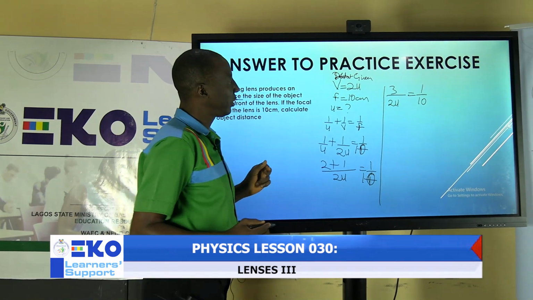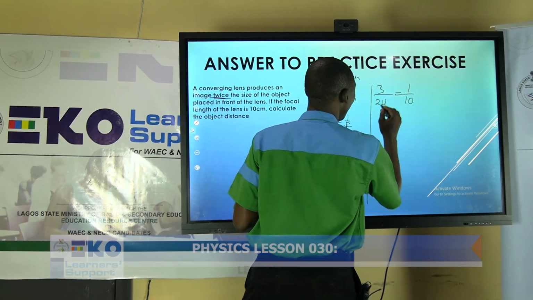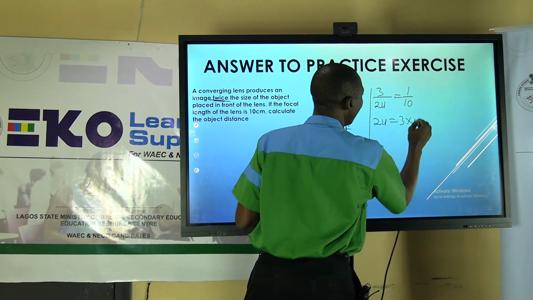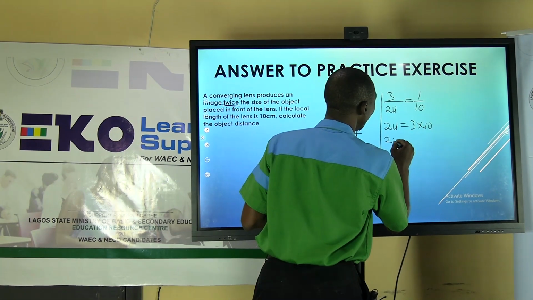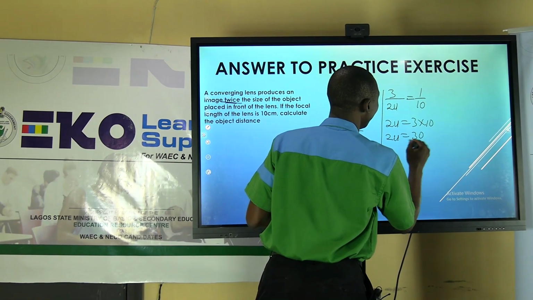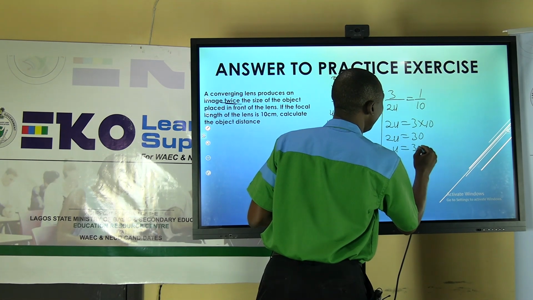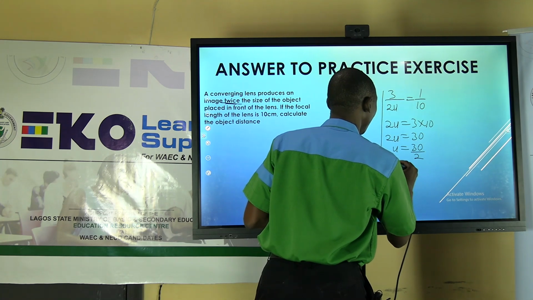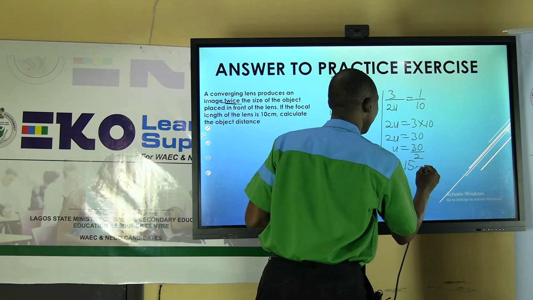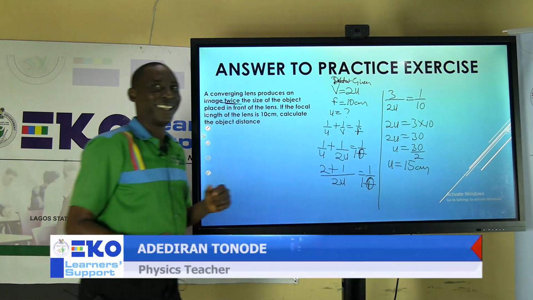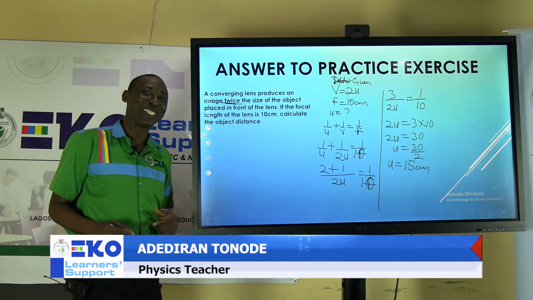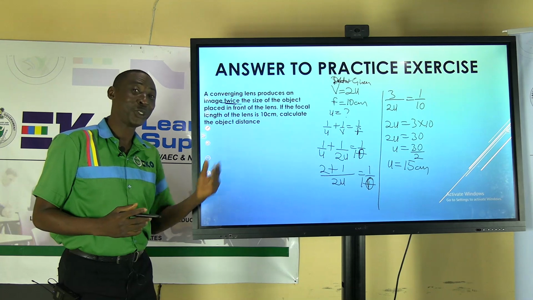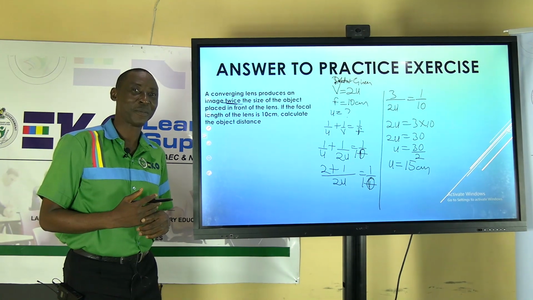So cross multiplication: you cross multiply, then you have 2U times 1 gives you 2U, then you have 3 times 10. 2U equals 30. U will now be 30 over 2, and U equals 15 centimeters. I know you got it. Can you appreciate yourself? That's good. Keep it up. With this, you can solve other questions.